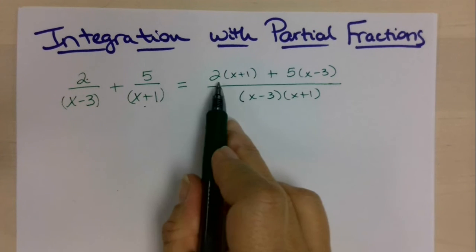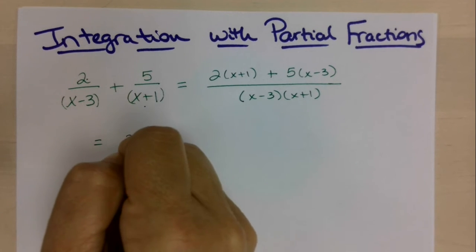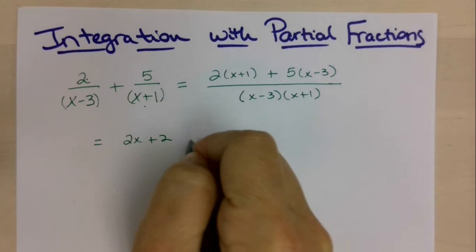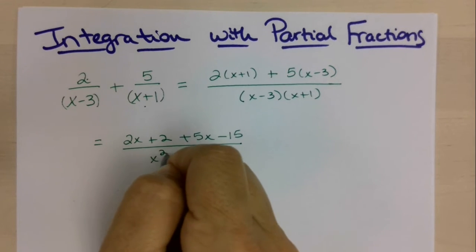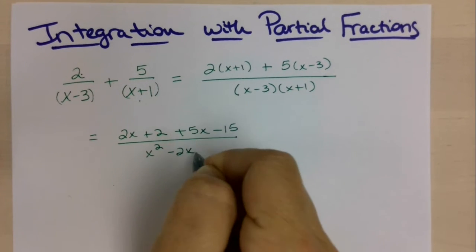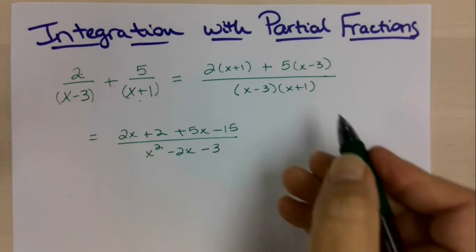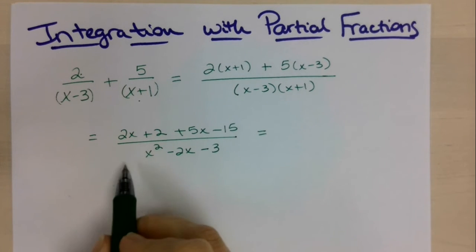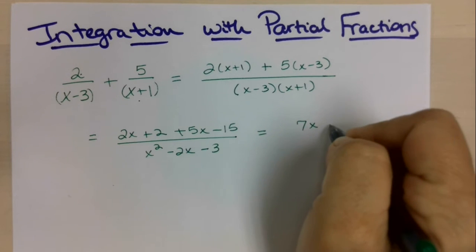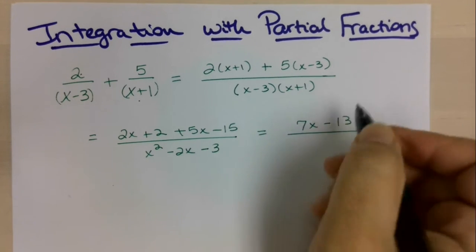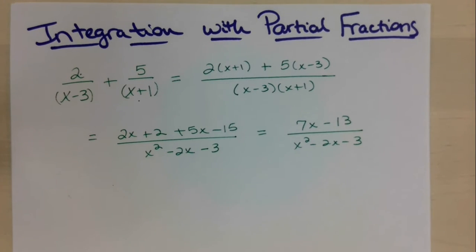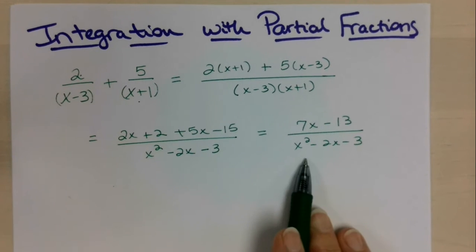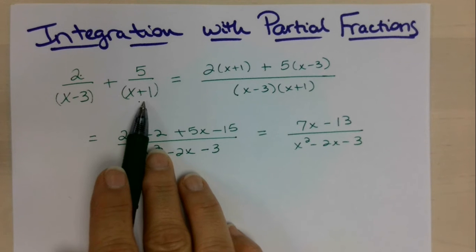I'm going to go ahead and distribute. There in the numerator, 2x plus 2 plus 5x minus 15. And on the bottom, if I multiply that out, x squared minus 2x minus 3. And then this simplifies down to 7x minus 13 over x squared minus 2x minus 3. Okay, you may be wondering, why are we doing this? This is just Algebra 2. But what I'm doing is showing a process that we have seen before about how to add rational functions.